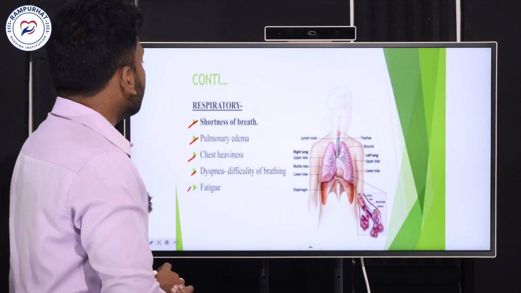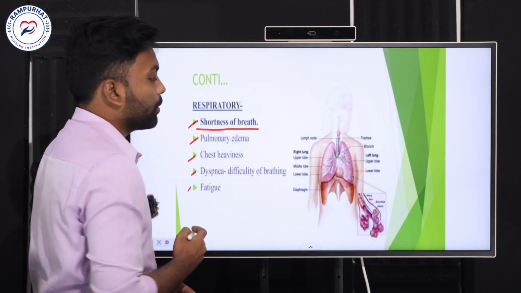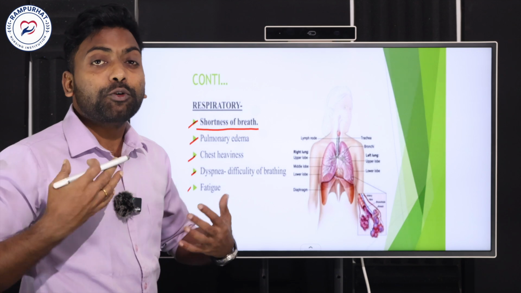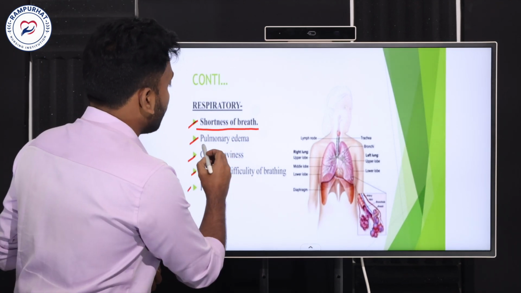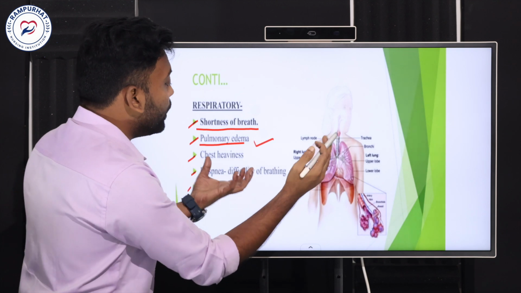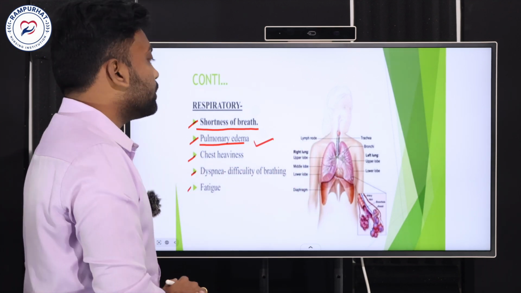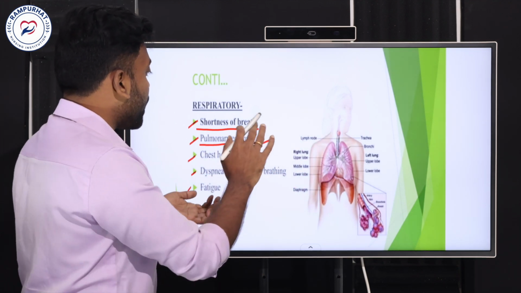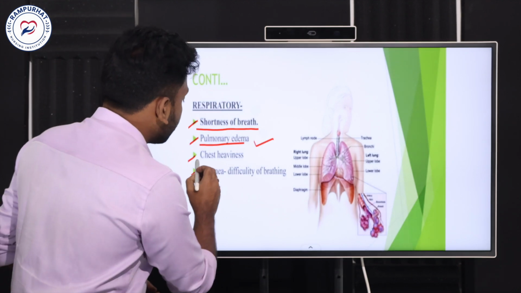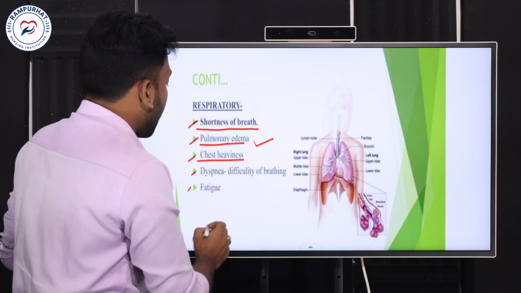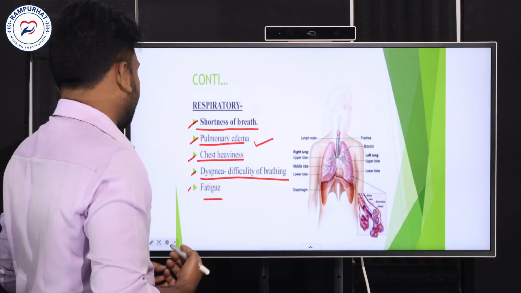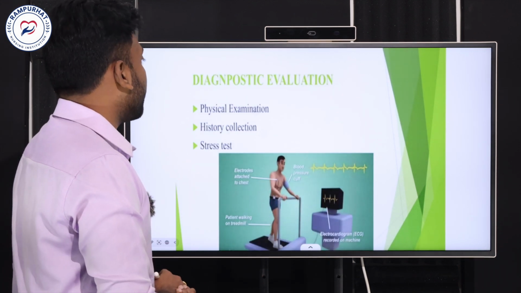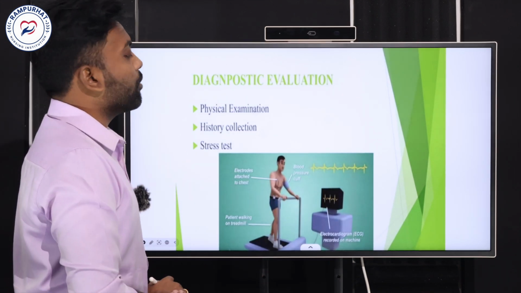And the rest of the symptoms, like shortness of breath: you can't breathe properly, you will feel some kind of heaviness, some kind of chest tightness also. Pulmonary edema, fluid accumulation within the lungs, may also occur in the case of myocardial infarction. And as I said, chest heaviness. And next one is difficulty in breathing and fatigue; you feel some kind of sickness in the case of myocardial infarction.